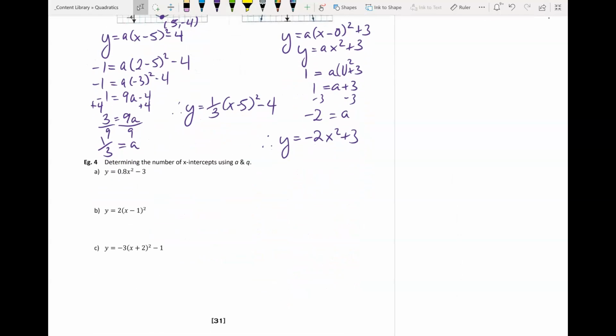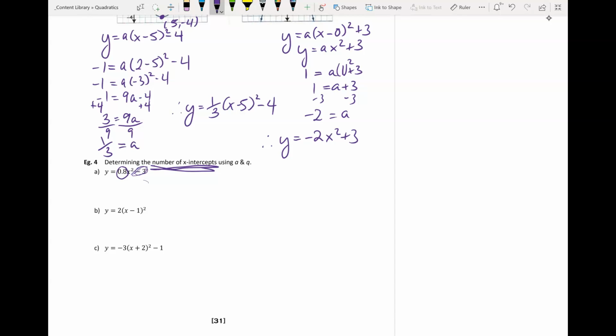Our last example, example 4. We want to determine the number of x-intercepts just by reading this, a and q. So the a has to do with this number here, and q has to do with the second one. We just want to know the number of x-intercepts. We don't need to know what they are.